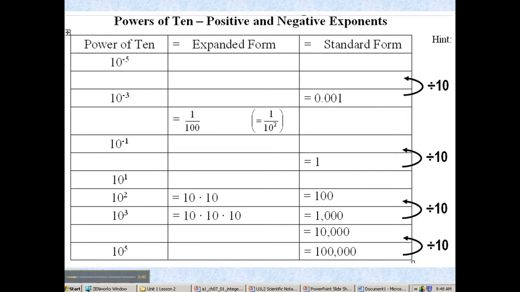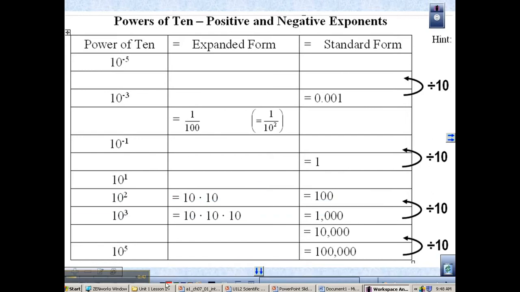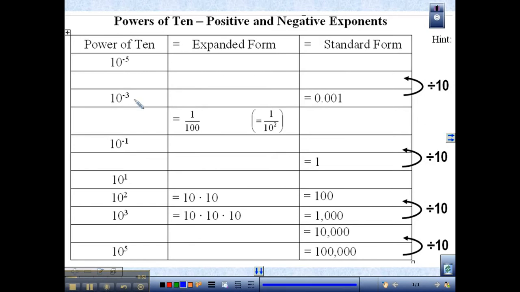Okay, so let me grab a pen here, and let me make it a blue pen. All right, let's start off with something we know. Let's start off right here: 10 to the second power. You guys know that 10 to the second power means 10 times 10. That's called expanded form. And then when you multiply it out, you've got what we call standard form. So 10 times 10 is 100.